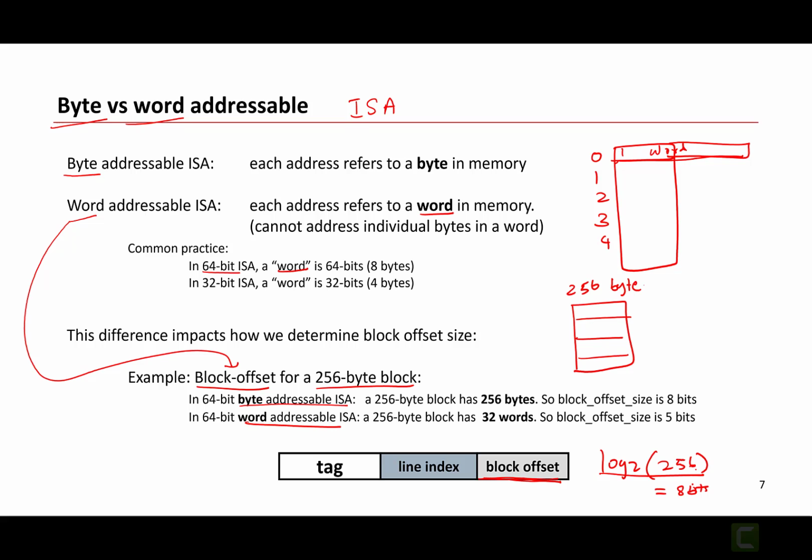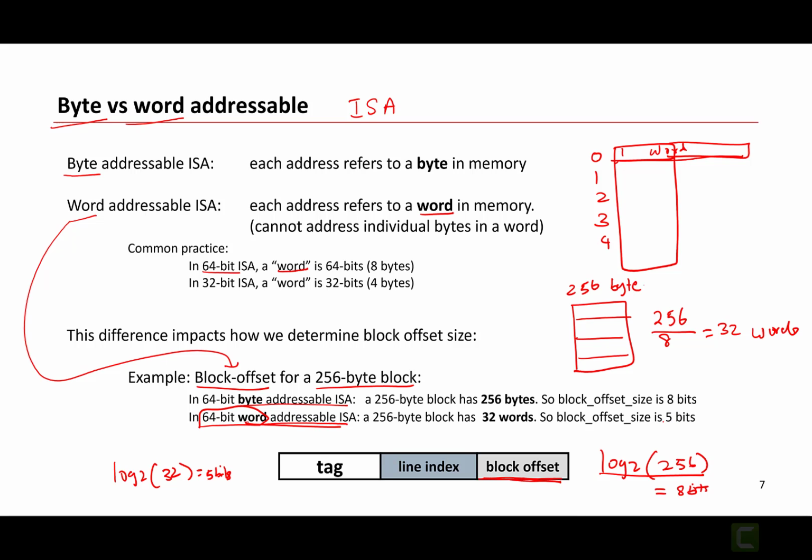But now if it is a word addressable ISA, you need to compute the number of words in a block. For this example, it would be 256 bytes divided by the size of a word. The size of a 64-bit word is going to be 8 bytes, so I would have a total of 32 words in this block. If I have only 32 addressable data items, then my block offset has to be only of size log to the base 2 of 32, so it's going to be 5 bits.